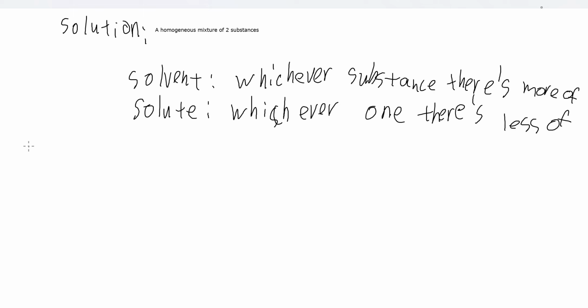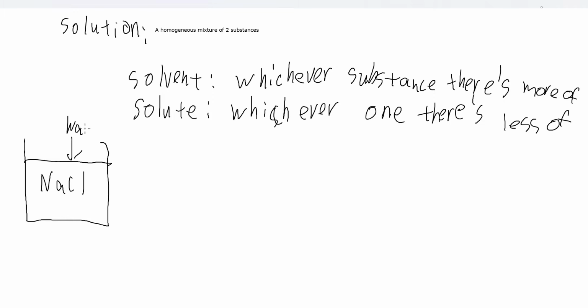Now, examples of solutions are going to be like sodium chloride and water, or hexane in CCl4, carbon tetrachloride. We don't use this solvent anymore because it's basically cancer juice. And these are all solutions.